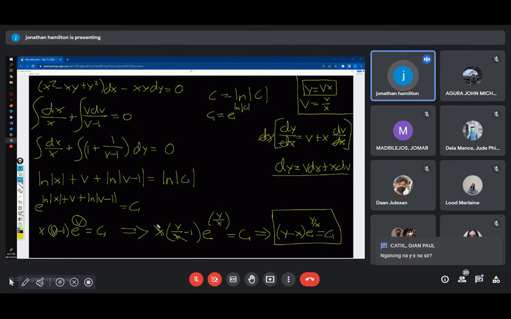So it is y minus x because earlier, we had x times y over x minus 1. We multiply the x here, then multiply the x by negative 1. So x times y over x gives y, then x times 1 is x.